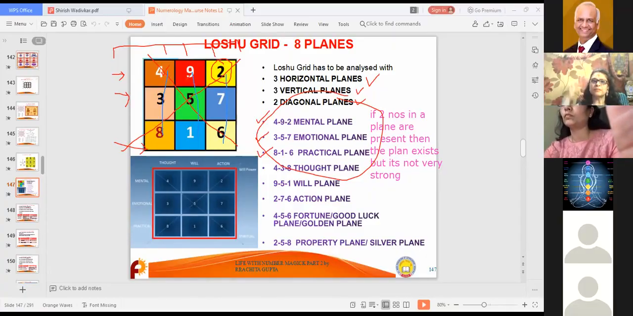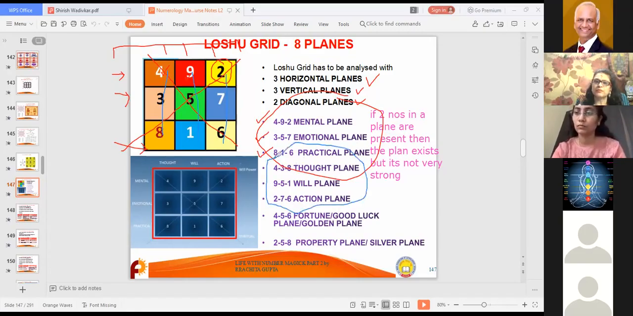So, a person is blessed with the mental plane, emotional plane, and practical plane. He's blessed with that. Now, with those three planes, what does he do? He thinks. Now, you will come to the three vertical planes. What does he do with his skills? This you have to see.